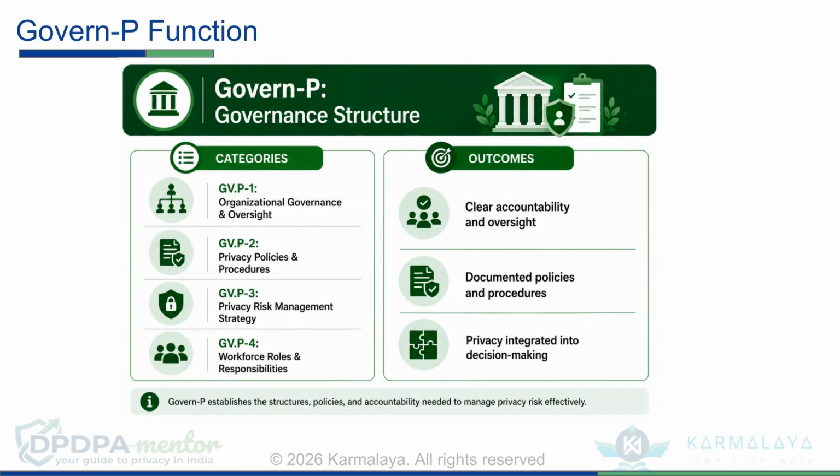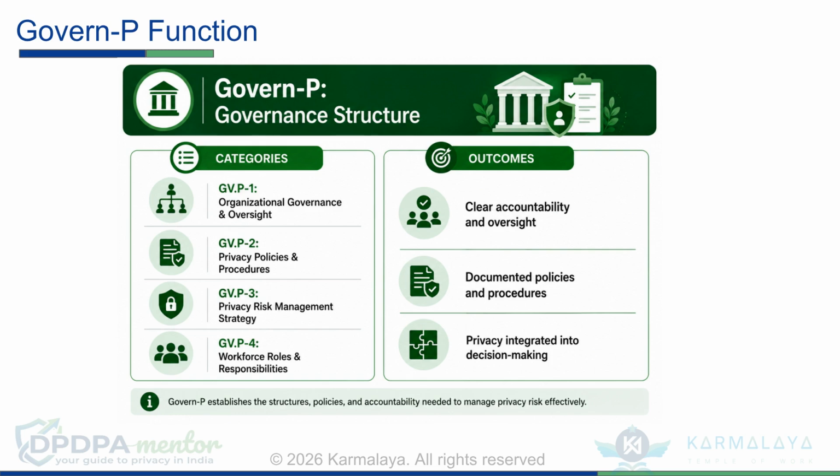Govern-P establishes the organizational structures that enable ongoing privacy risk management. Organizational governance and oversight ensures there's executive-level accountability, typically a chief privacy officer or privacy committee, with clear reporting lines and authority. Privacy policies and procedures document how the organization manages privacy risk, covering everything from data collection and use to retention, deletion, and breach response. These should be regularly reviewed and updated.